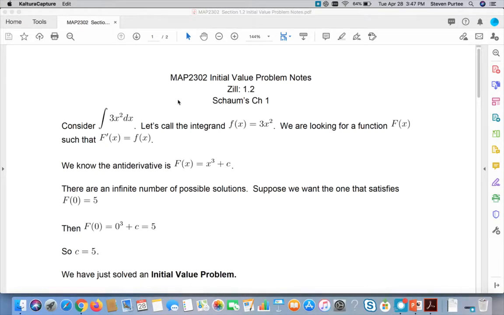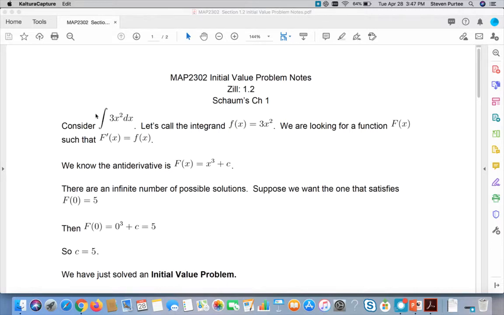Okay, this will be section 1.2 from the ZIL textbook. We're still in chapter 1 in the Shams outline. We're doing initial value problems. So think back to really the end of Calc 1 and all through Calc 2.